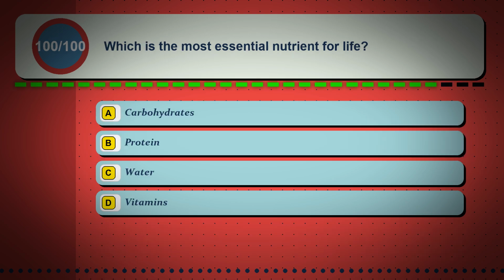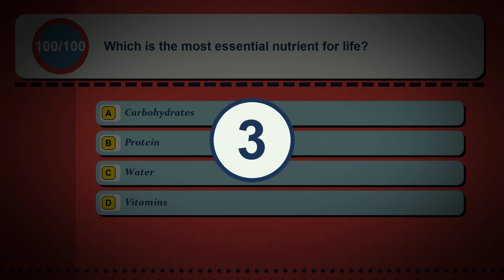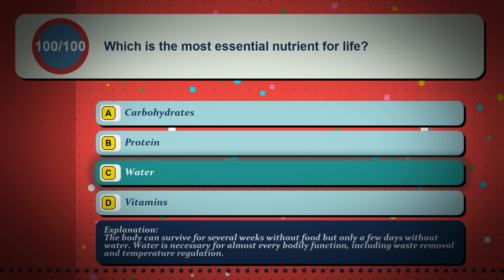Question 100. Which is the most essential nutrient for life? Option A, carbohydrates. Option B, protein. Option C, water. Option D, vitamins. The correct answer is option C, water. The body can survive for several weeks without food but only a few days without water. Water is necessary for almost every bodily function, including waste removal and temperature regulation.